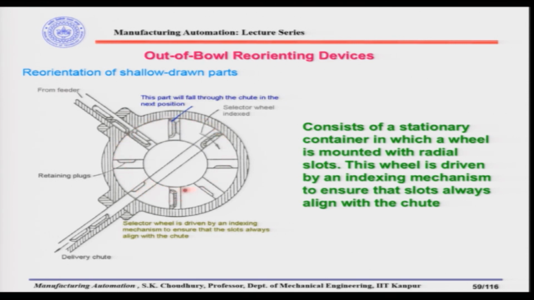which has the grooves here like this, and this selector wheel rotates or is indexed in the sense that inside the housing the selector wheel will rotate and dwell for some time when they are aligning to the exit. Let us say this is the exit and through which the parts can come.